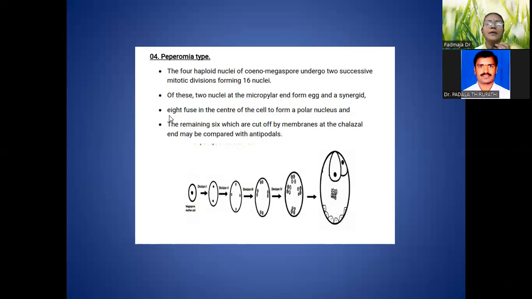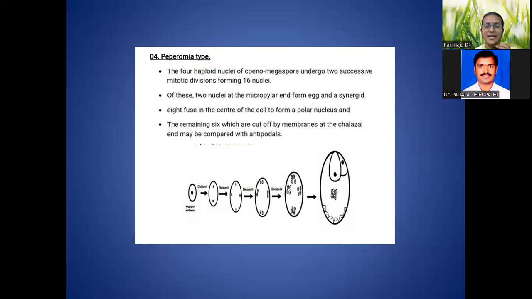And here 8 fuse in the center of the cell to form the polar nucleus. That means at the center 8 nuclei are present and they fuse to form a polar nucleus. The remaining 6, which are cut off by the membrane at the chalazal end, may be compared with the antipodals. That means those present at the chalazal end may be formed as antipodals.